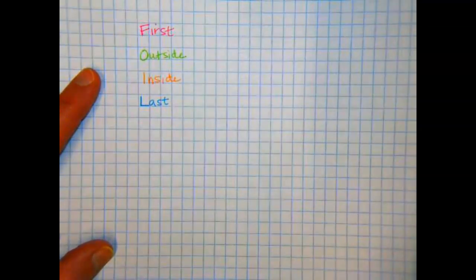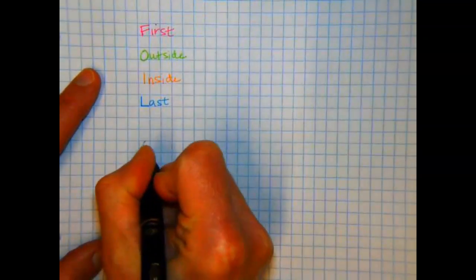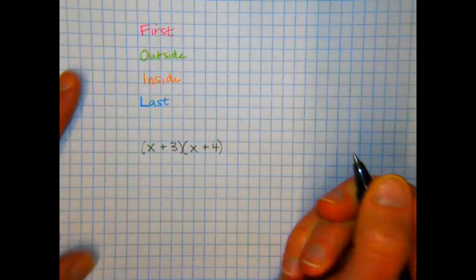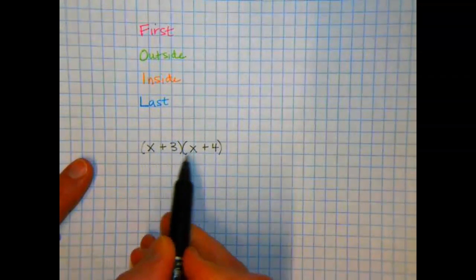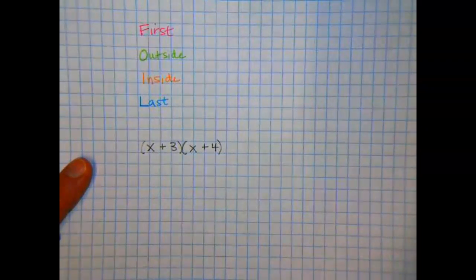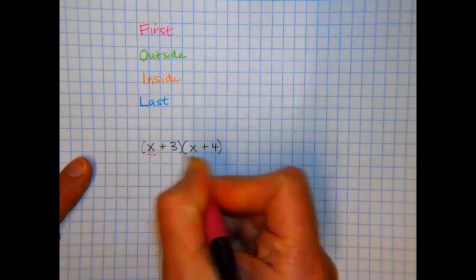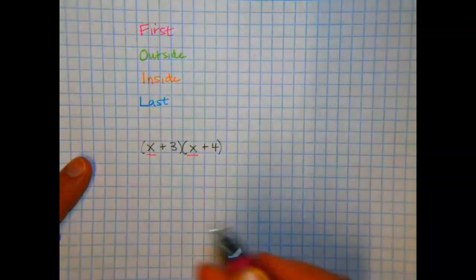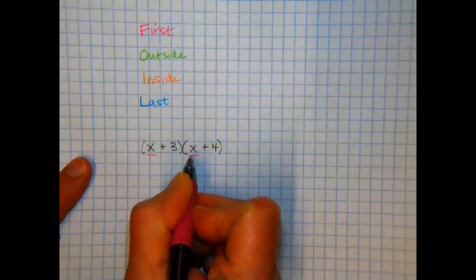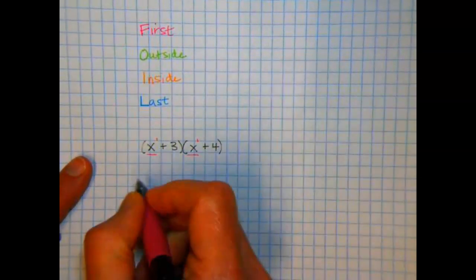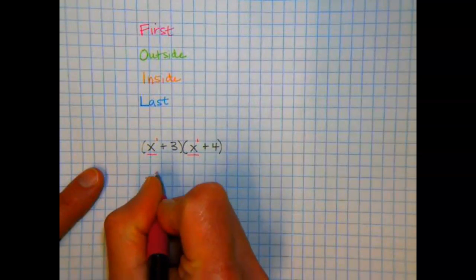So let's look at an example and work on it together. Let's say we have x plus 3 times x plus 4. When we're looking at these, the first terms are these two right here. So we have x times x. That is our first. It is the first term in each one of the parentheses. When we multiply x times x, each of those is x to the first power, so that gives us x squared.